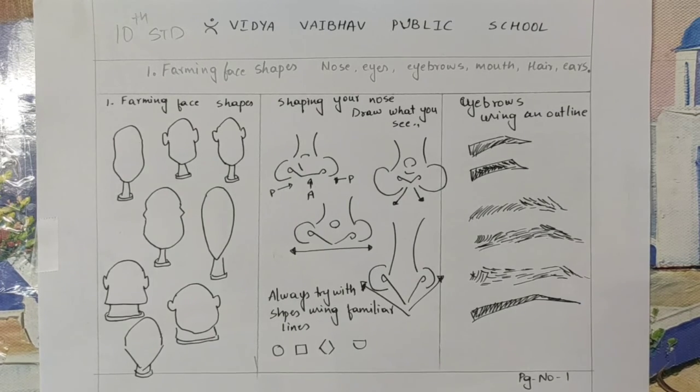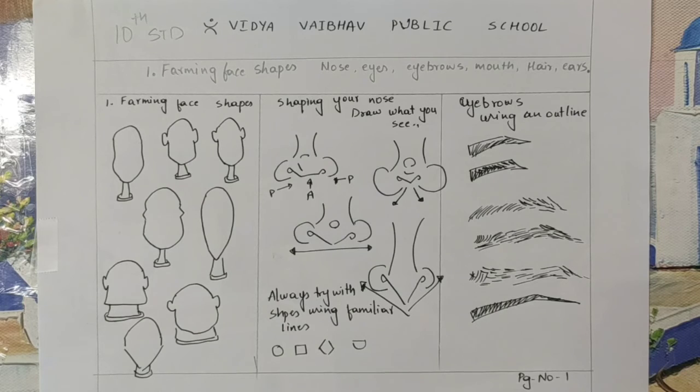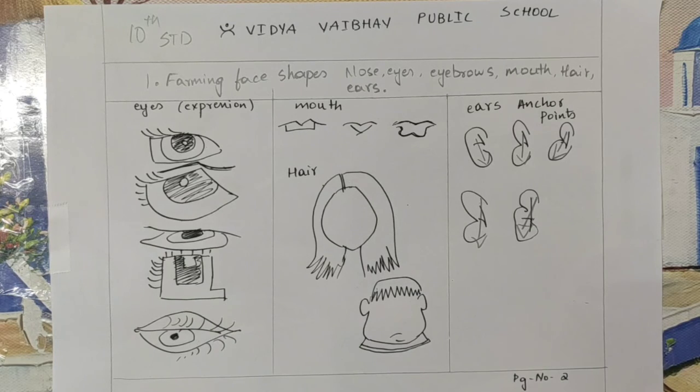The topics we learned are forming face shapes, nose, eyes, eyebrows, mouth, hair and ears, and how to work in shapes. First we learned forming face shapes, shaping your nose, eyebrows using an outline and without an outline. For eyes, expression is very important. Mouth, the very basic things using a shape, how we should do it. Hair, ears with anchor points. Thank you.